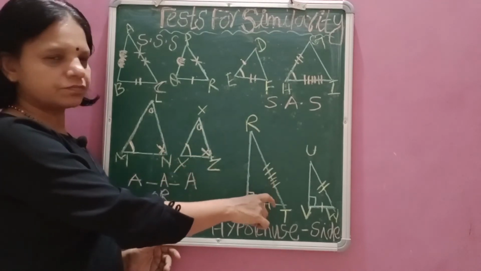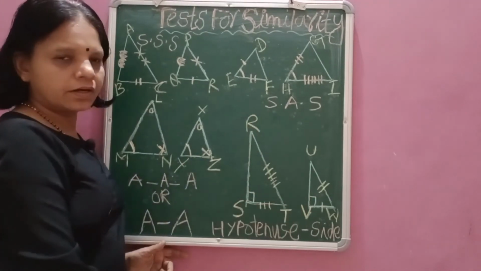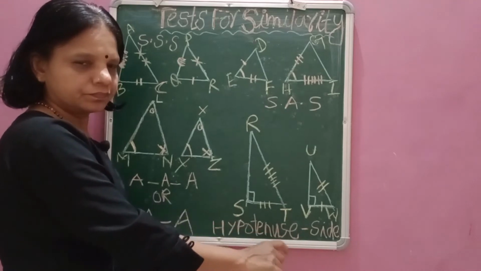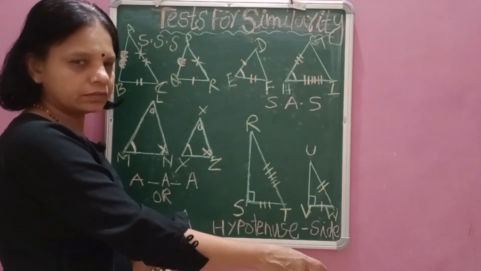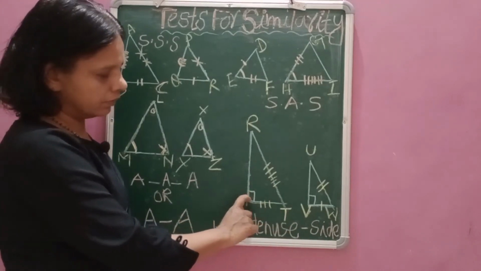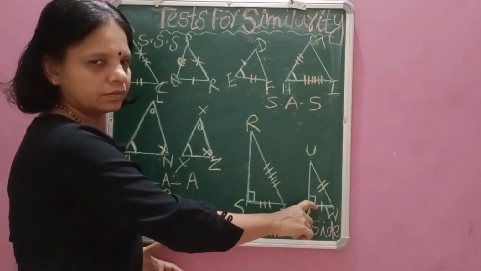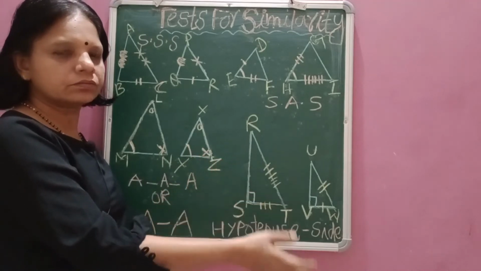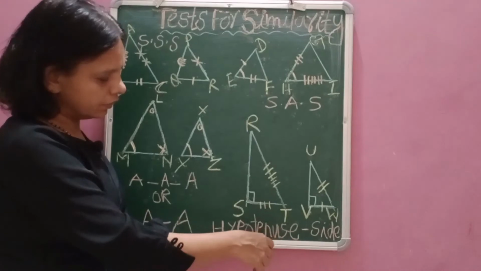Now comes the next figure. These two triangles are right-angled triangles. This test is only for right-angled triangles. And here angle S is 90 degrees. So here angle V is 90 degrees. So the test of one pair of corresponding angles is over. It is a right-angled triangle. Clear?